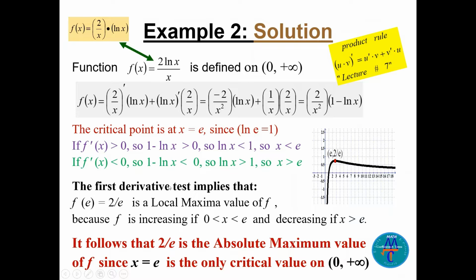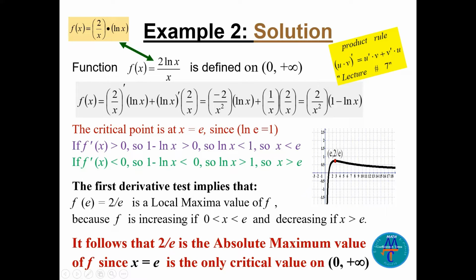From the first derivative test, we see that you replace e in the function here, so 2 ln of e divided by e. So f of e will be 2 times 1 over e, which is 2 over e. This is local maxima. See?